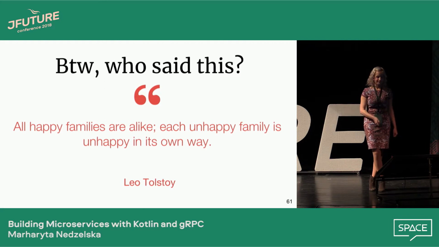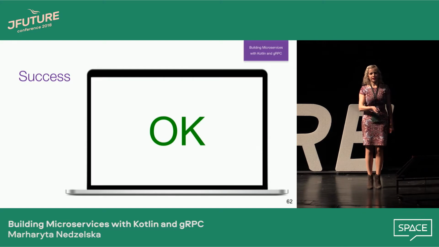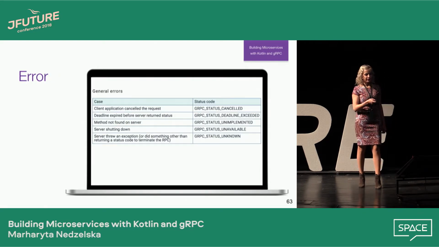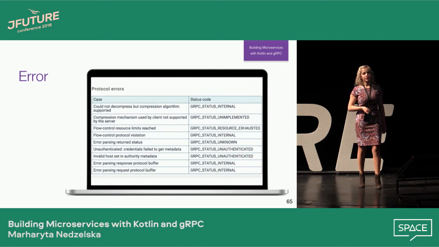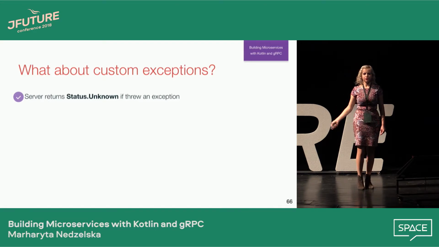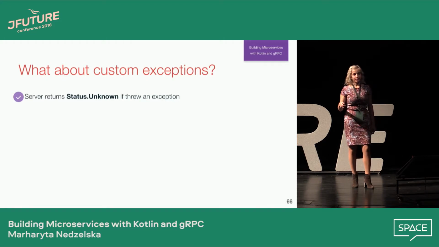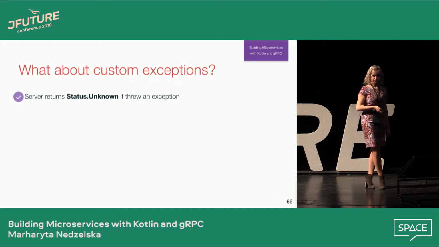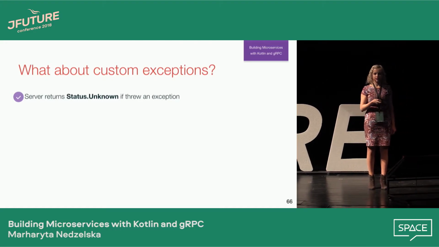What does it mean? If your gRPC request was okay, you just receive OK and you don't care if something is wrong. But if you have an error, you can have multiple different variants of errors, and these are just errors from the platform. What about your custom exceptions? Sometimes you don't have errors from the network, but you have errors from your business logic. So if your service threw an exception, you'll return status code unknown. It's okay, but sometimes you need some more information.